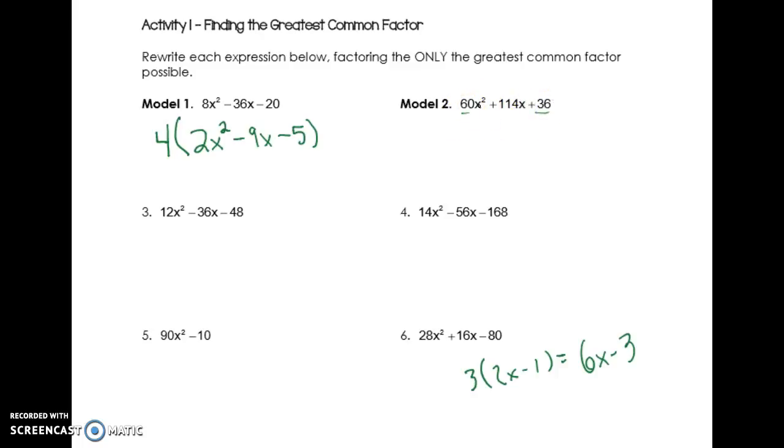So if I'm thinking of 36 and what it can break down into, I'm thinking maybe 9 and 4, but I definitely can't take a 9 out of 60. 4 is a possibility, and it might work. We'll see.